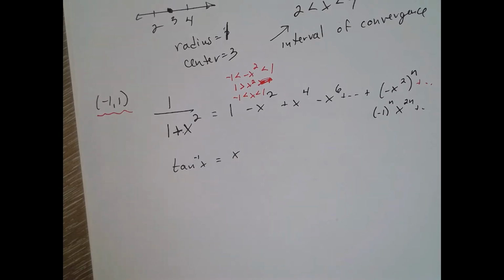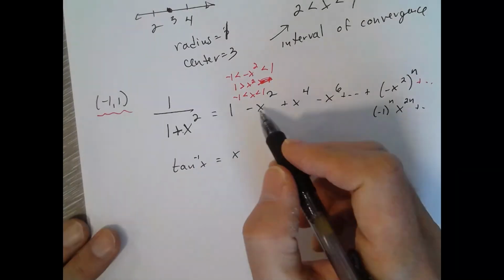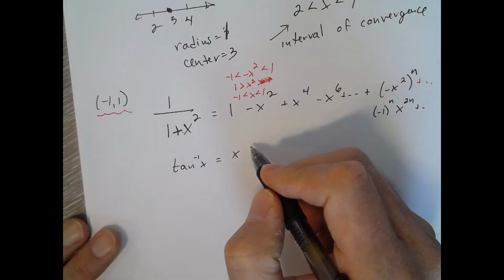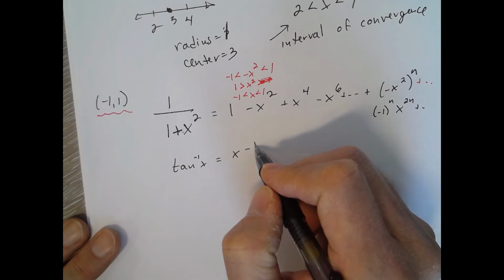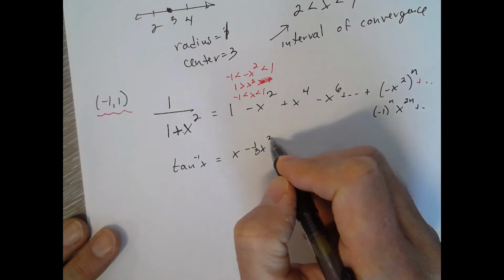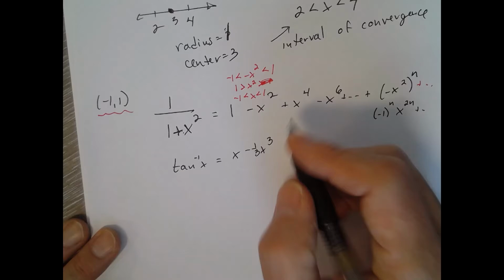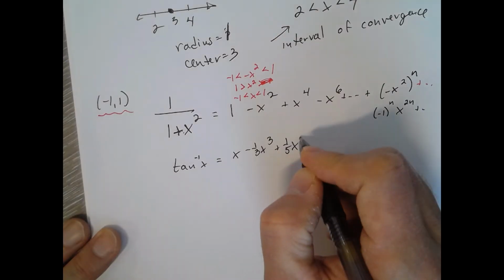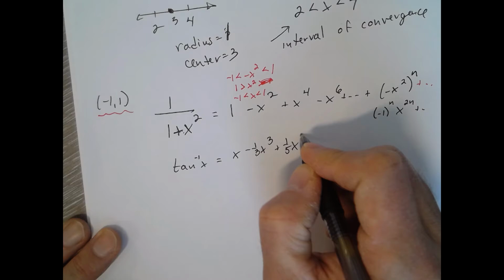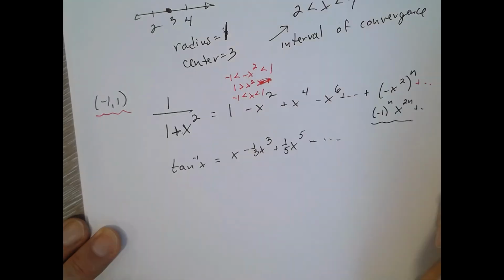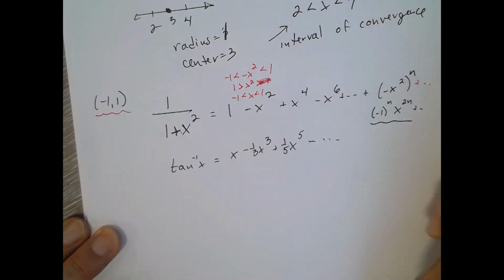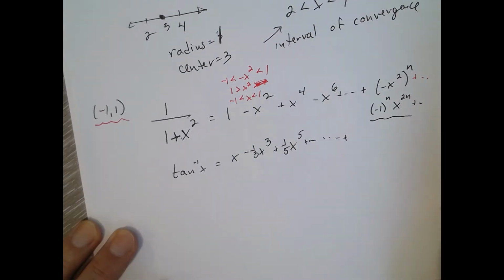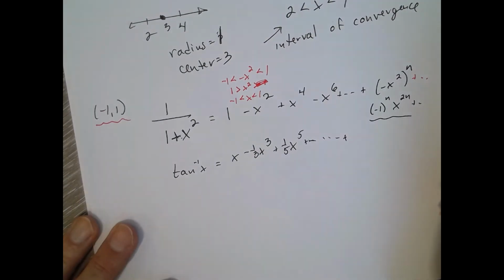Okay, so antiderivative of negative x squared. What's that? Negative 1/3 x cubed plus 1/5 x to the 5th. So the negative 1 to the n is just a number out front, so that's going to float.